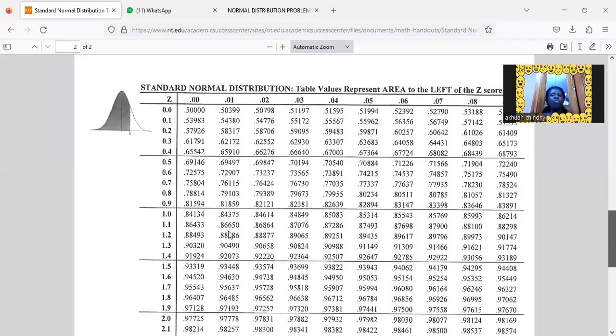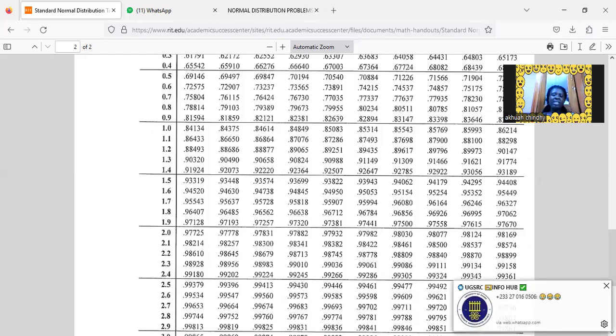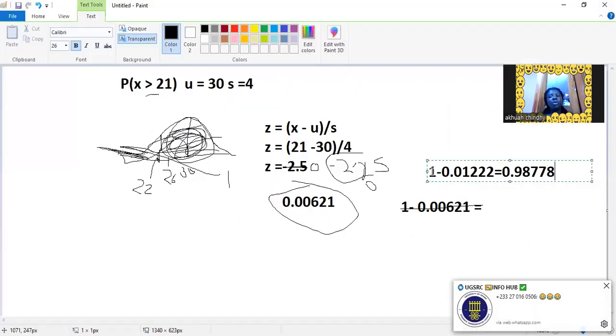Go to 2.2, then look for the 0.05. So this is 0.00, 0.01, 0.02, 0.03, 0.04. If you find the 2.25, yes, our answer is 0.98778, which is the same as subtracting the negative answer from 1. So it's just about understanding the direction you are going, then you'll be able to find your answer.